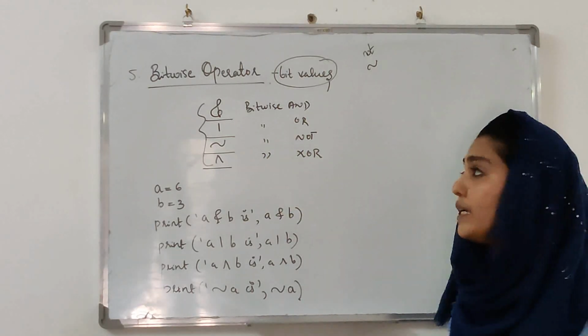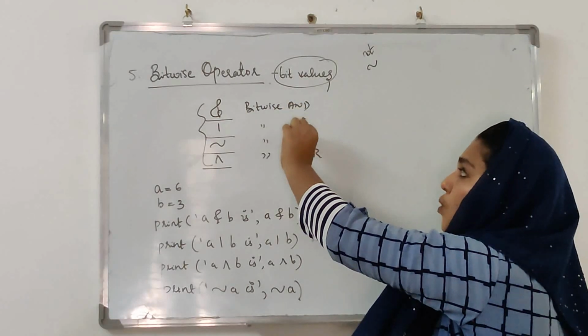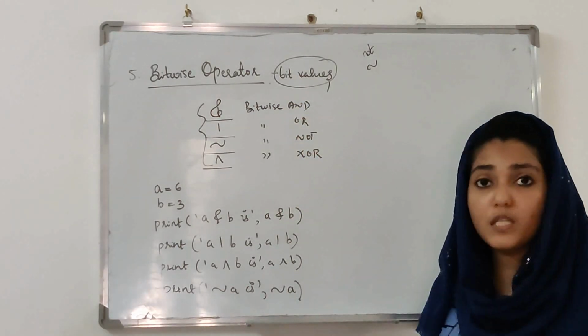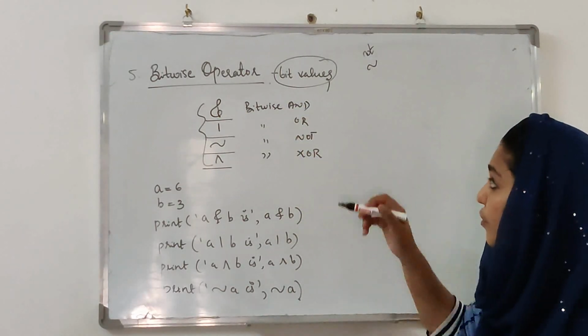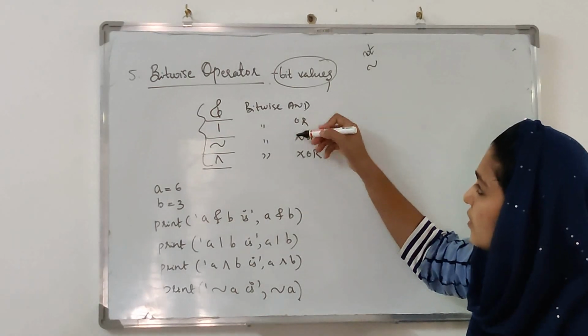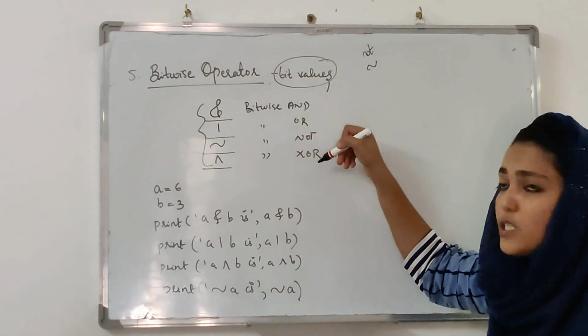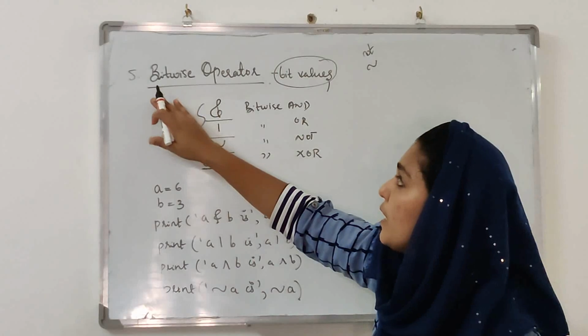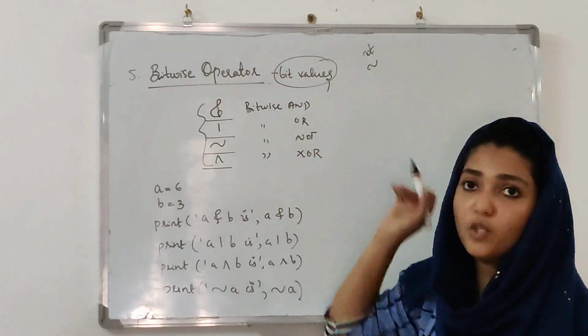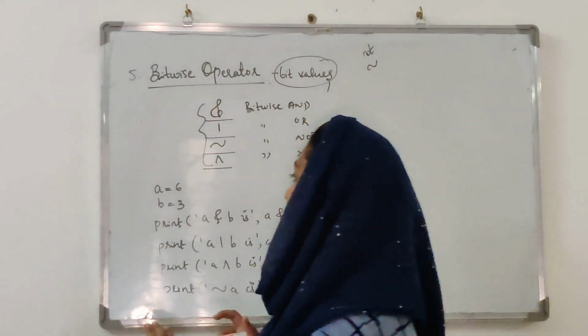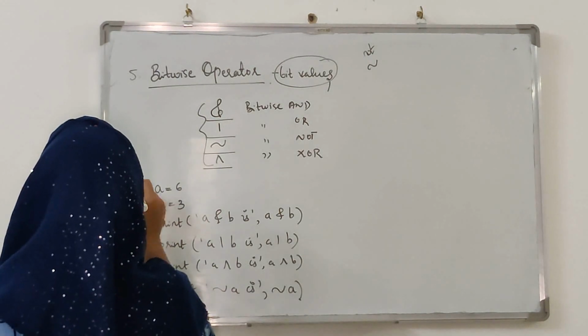We already studied the truth table for AND, OR, NOT and XOR operations in our second chapter. So if you know the truth table for these AND, OR, NOT and XOR operations, then only you can find out the output of the bitwise operator. Now look at this question, then it is more clear.